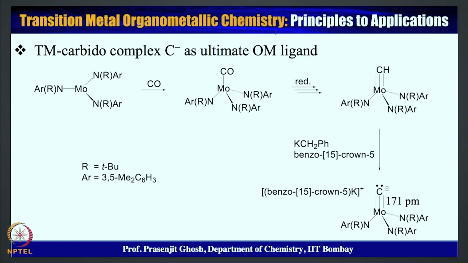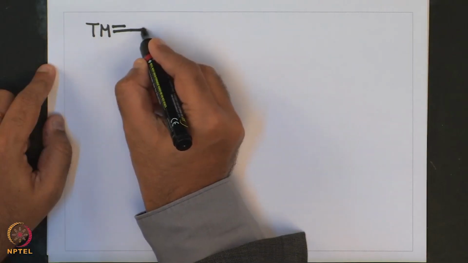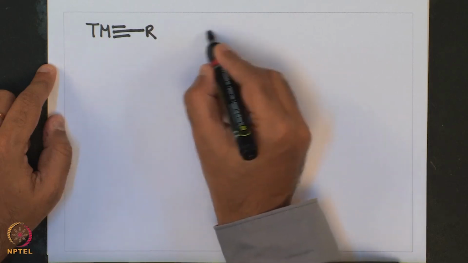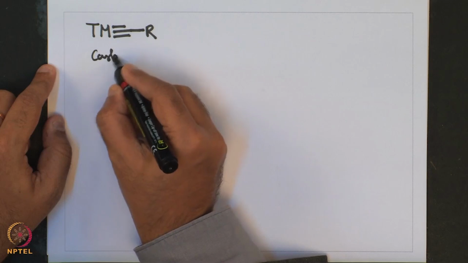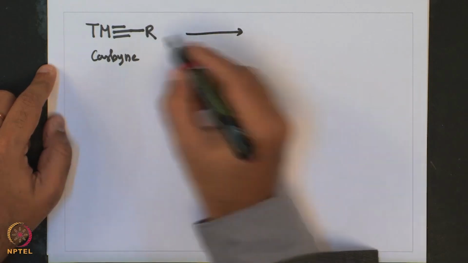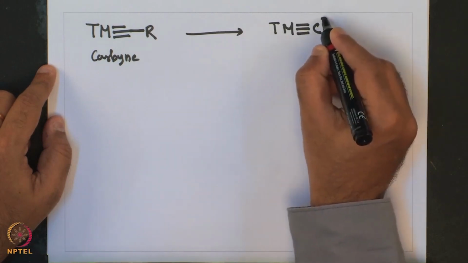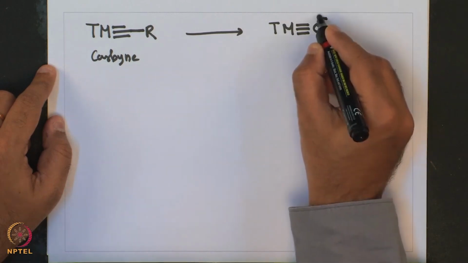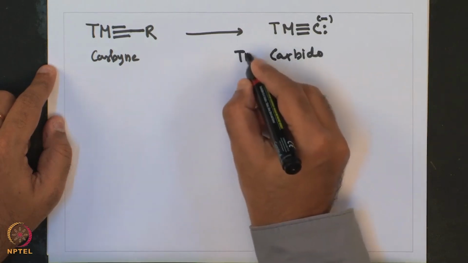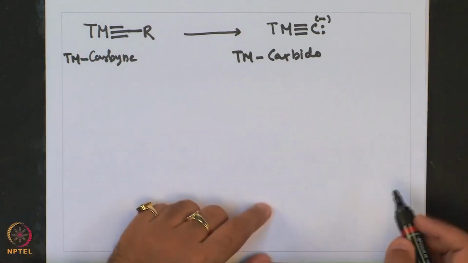So, this is an interesting example where a transition metal carbyne complex is converted to a carbido complex. Carbyne complex converted to a carbido complex.